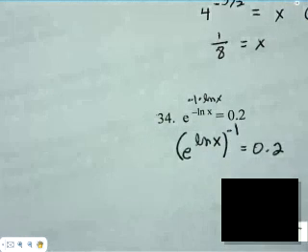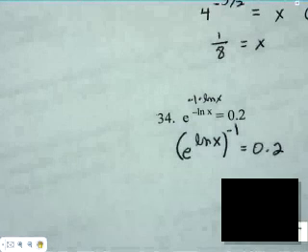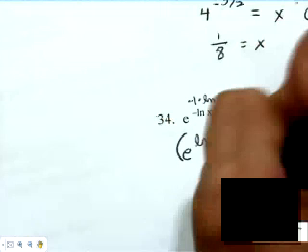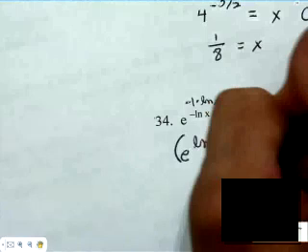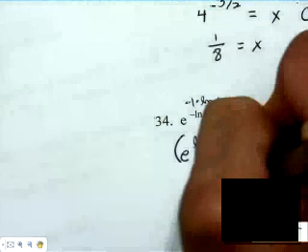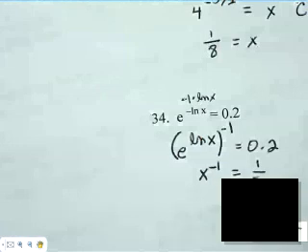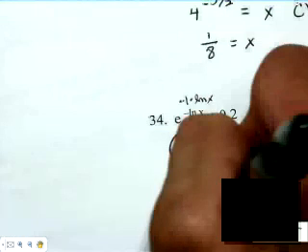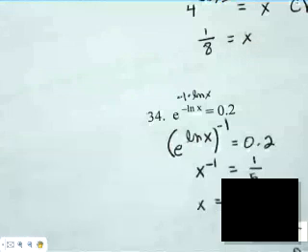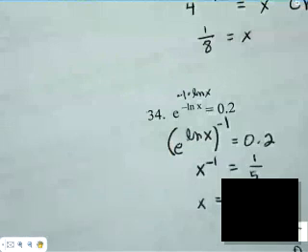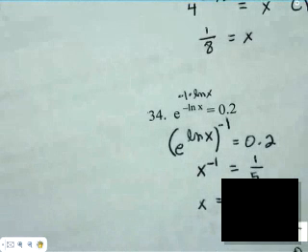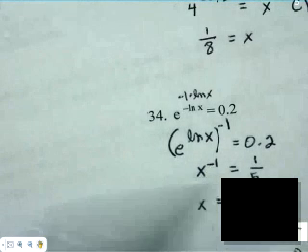And what is e to the natural log of x? That's just x. So x to the -1 equals, I'm going to write that as 1/5 because that's what 0.2 is. There's more than one way to solve this, but that seemed the easiest. If x to the -1 equals 1/5, then x has to be 5. It checks. 5 to the negative 1 does equal 1/5.